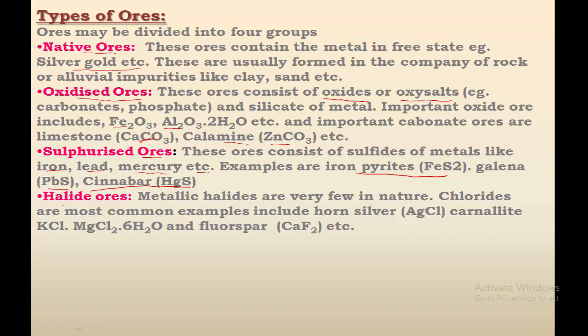The fourth type of ores are halide ores. Metallic halides are very few in nature. Chlorides are most common examples, include horn silver, that is AgCl, carnallite, KCl.MgCl2.6H2O, and fluorspar, that is CaF2. So remember these ores and their chemical formulas. Try to remember more and more names of the ores and their chemical formulas, because they are very important from the exam point of view.